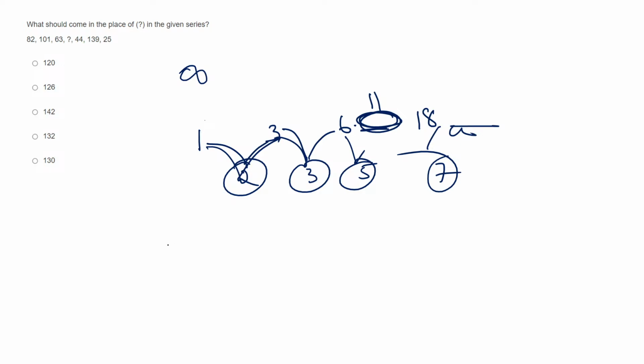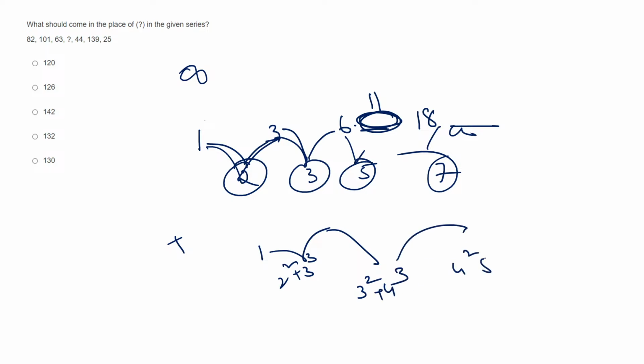They can use addition or they can use squares plus cubes. For example, every time I am going to add 2 square plus 3 cube to get the next number. Again, for the next number I am going to use 3 square plus 4 cube. Then for the next number I am going to use 4 square plus 5 cube. Like that, they can use square roots, they can use cubes. There are infinite logics, but you should be in a position to identify what logic they are using, and based on the options you have to mark that one.